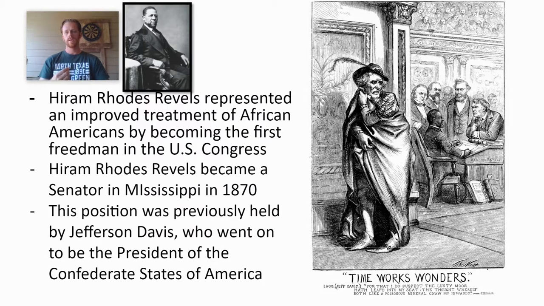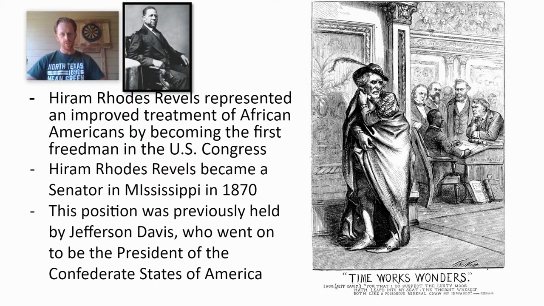Now, we also see other times where there's success stories where African Americans are starting to experience the ability to run for office, not just vote, but to actually run for office. One example of this is Hiram Rhodes Revels. You need to know this guy's name. I know you're not taking a STAR test this year, but you will probably see that name on your EOC when you're in 11th grade.